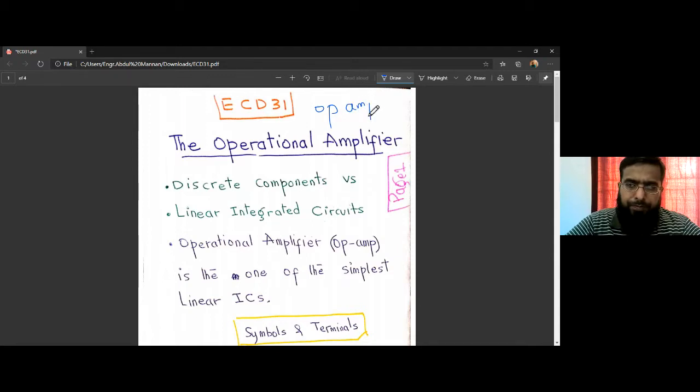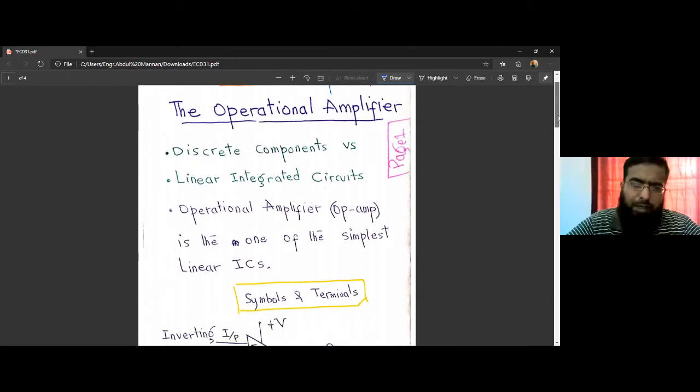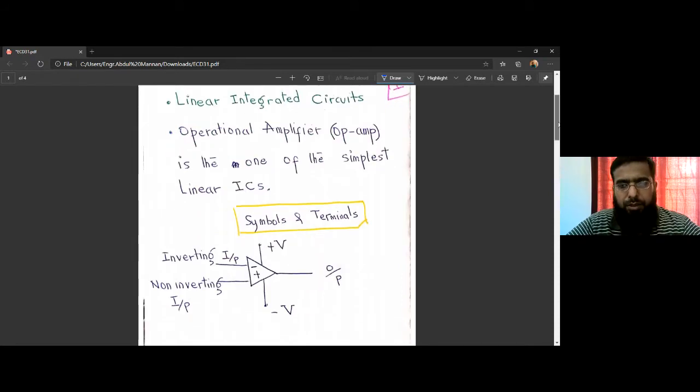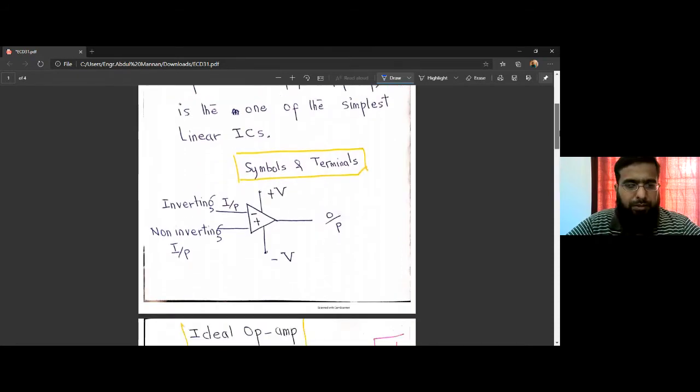So op amp is a linear integrated circuit, in contrast to the discrete components that we have been studying, like transistors, diodes, and resistors. This means it is an IC package, mostly in a plastic casing, where we have a number of transistors packed into it. The operational amplifier, the so-called op amp, is one of the simplest linear ICs we use in electronic devices and circuits.